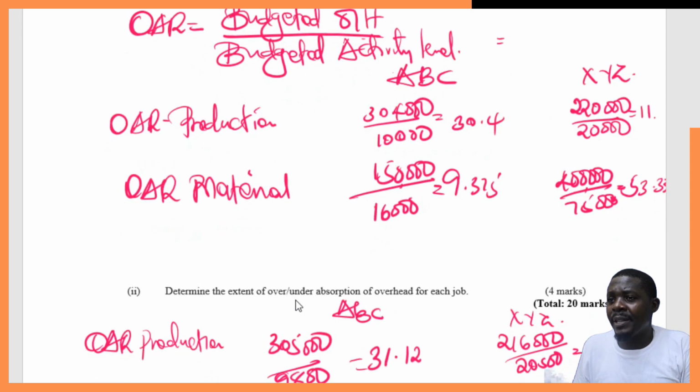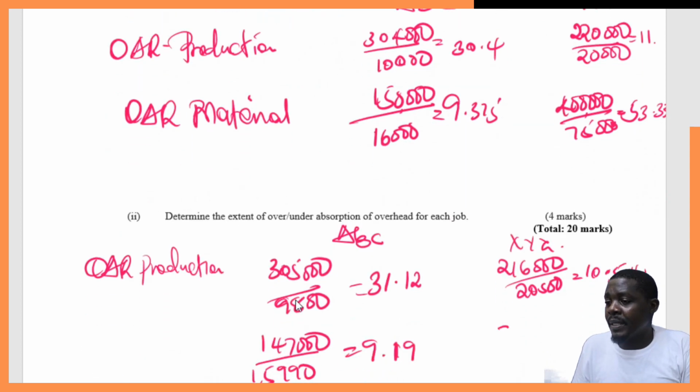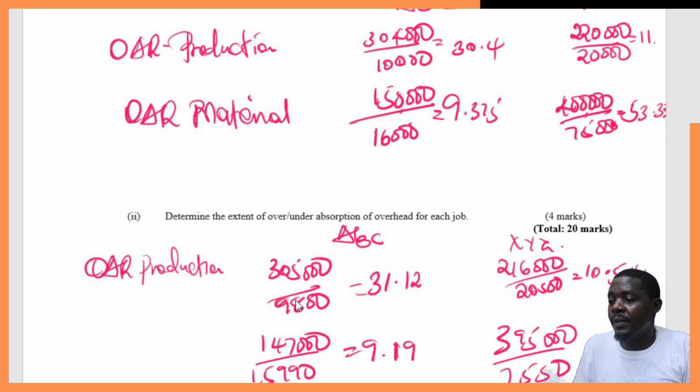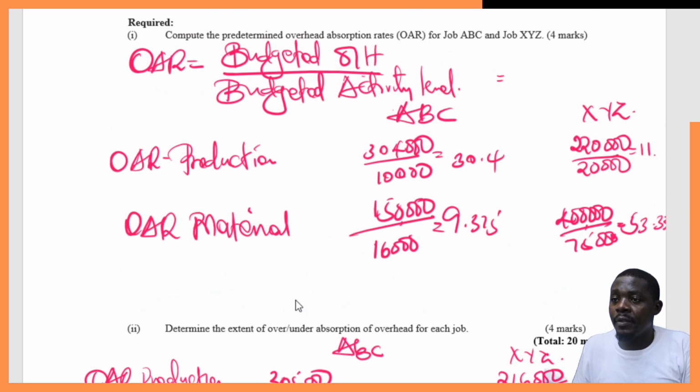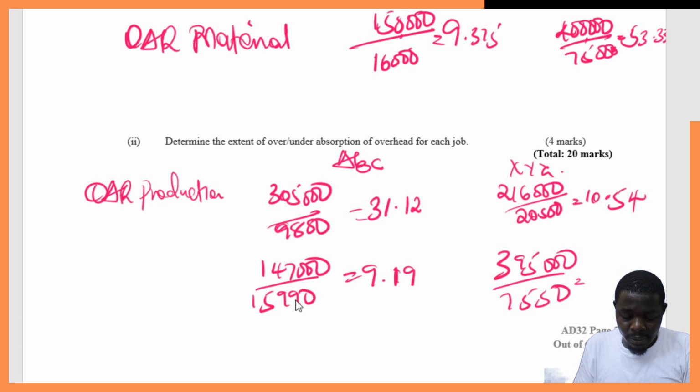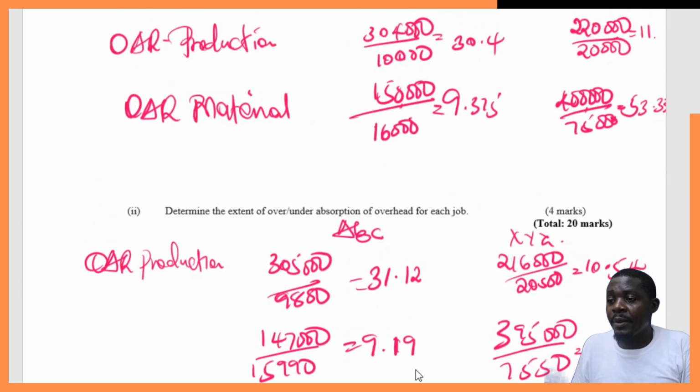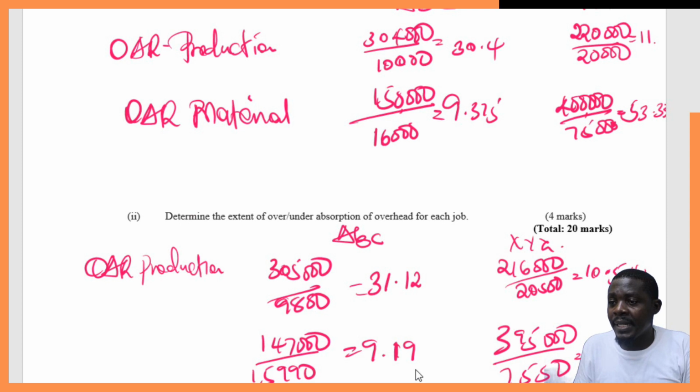395,000 divided by 7550, we have 52.32. Therefore, we can compare whether we hit the budget, as we have said: determine the extent of over or under absorption of overhead for each job.